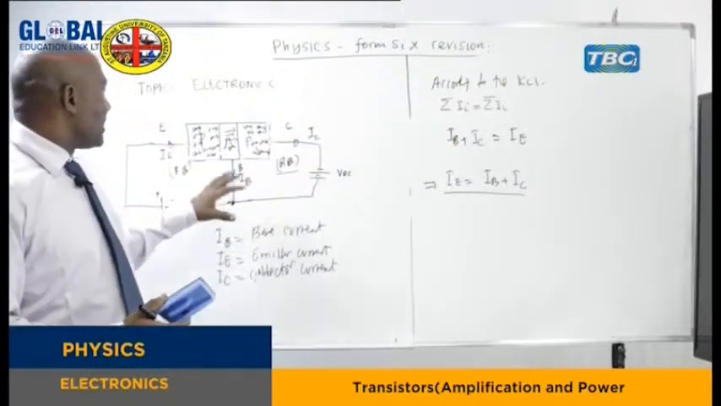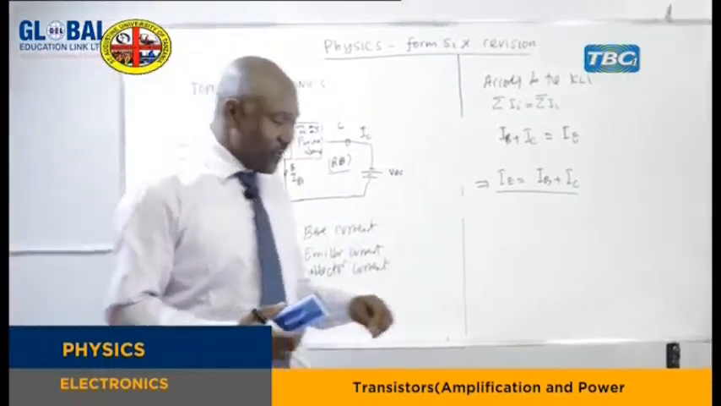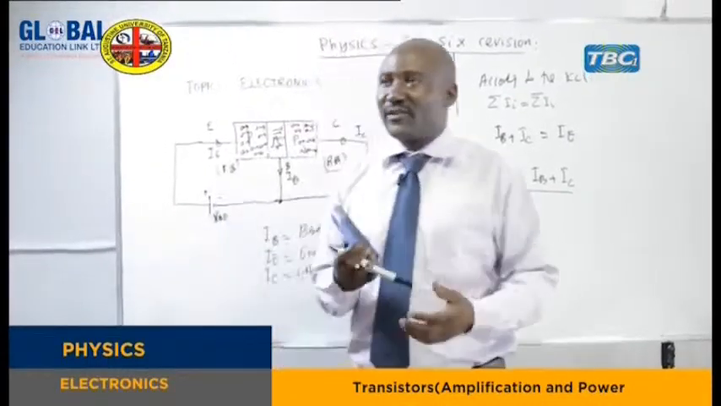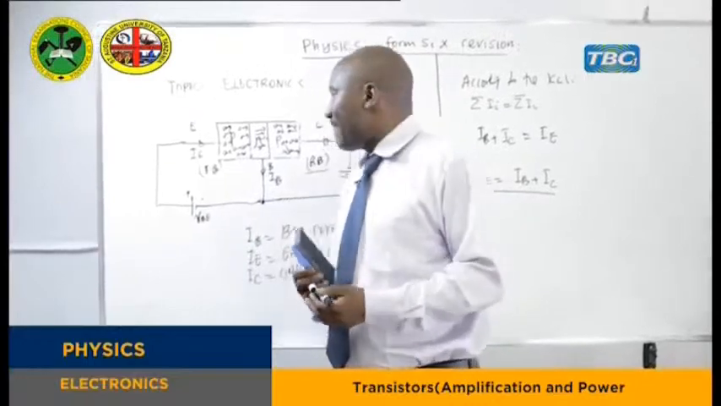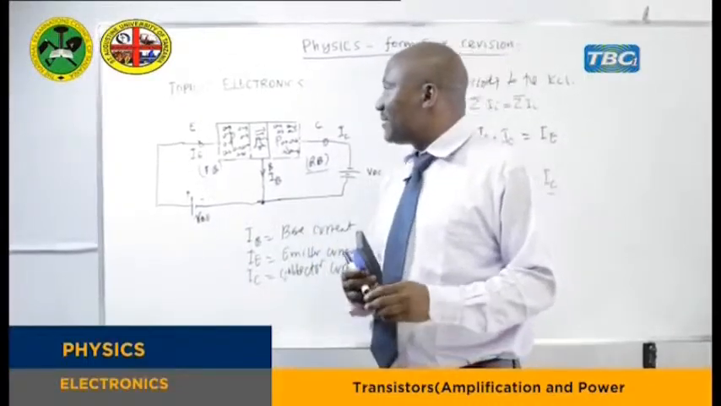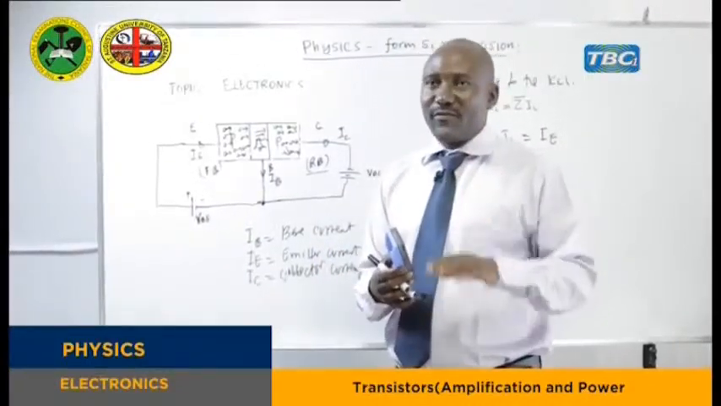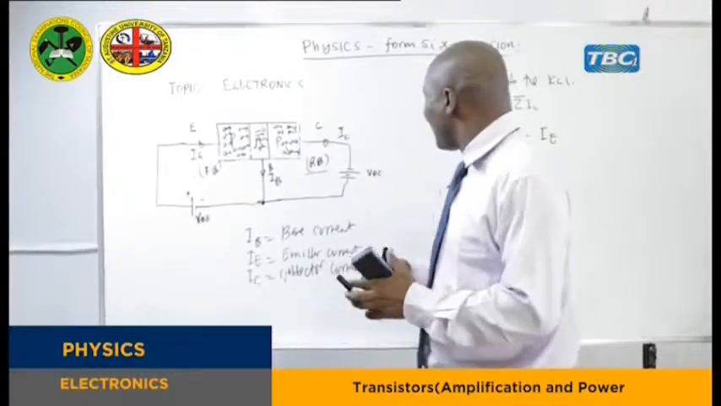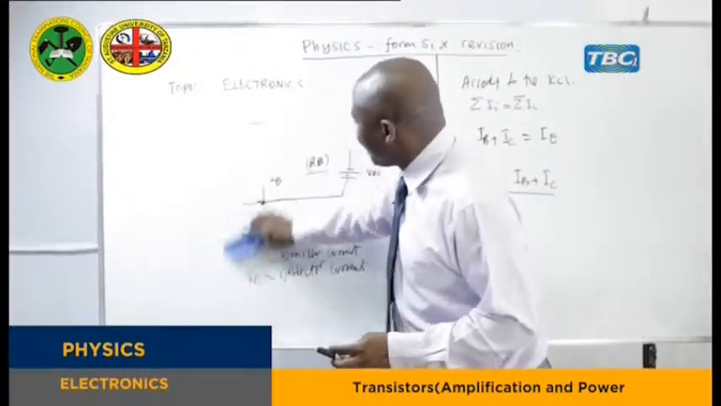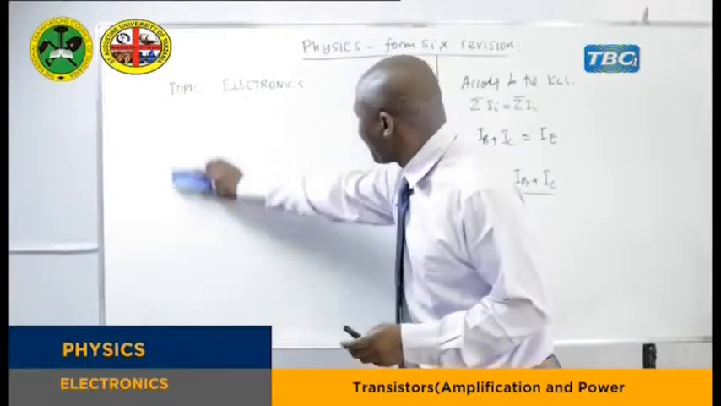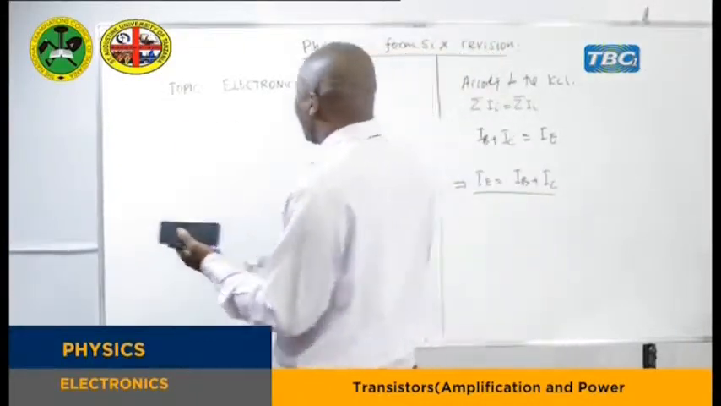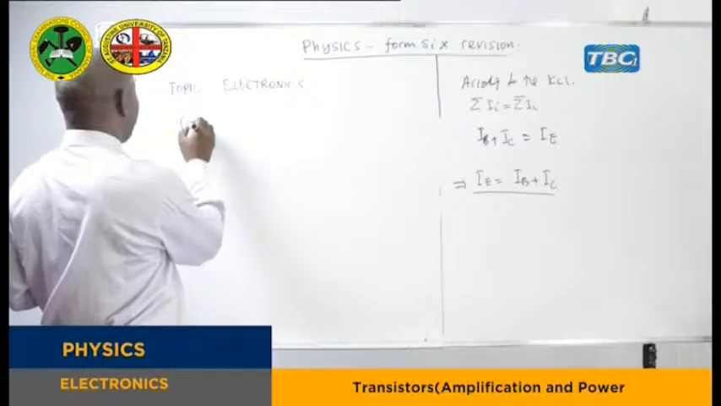Now let's see what are the types of connection of a transistor. How do you connect a transistor? A transistor can be connected in three ways. So you have three types of connecting a transistor. These are given the name configurations.